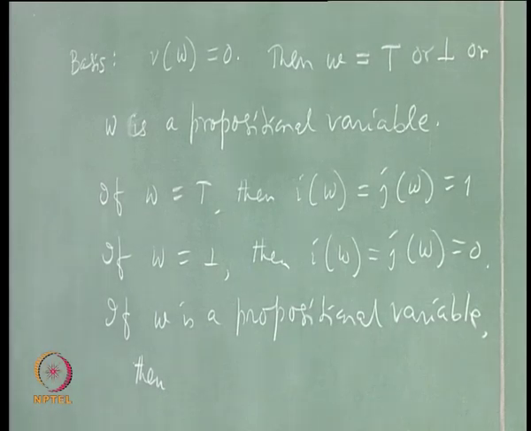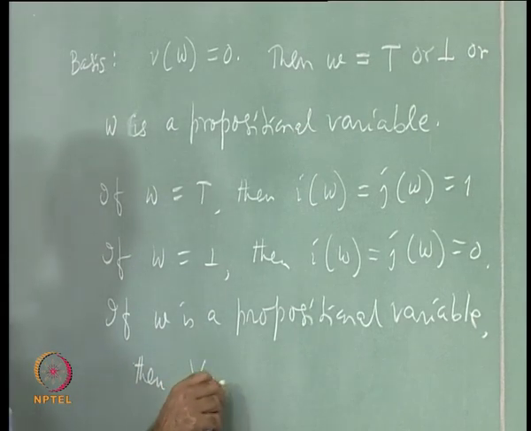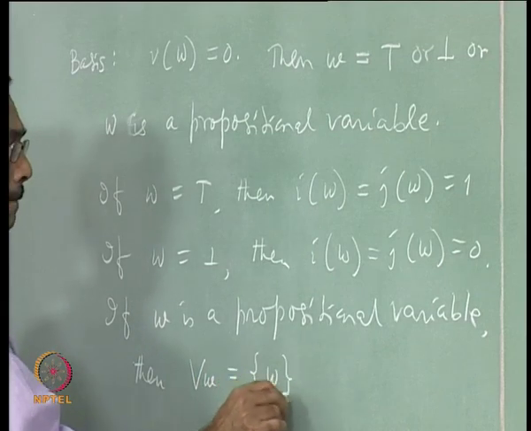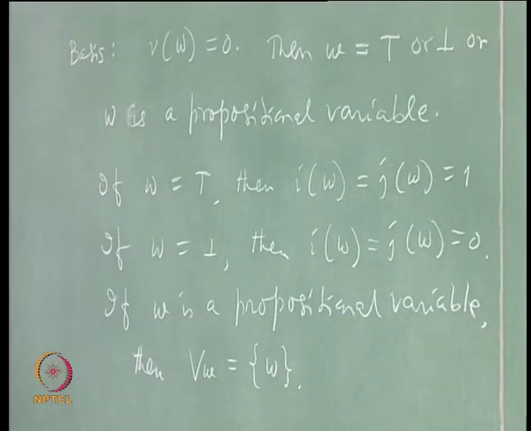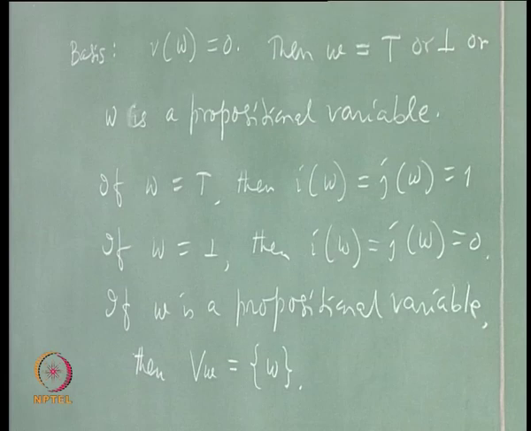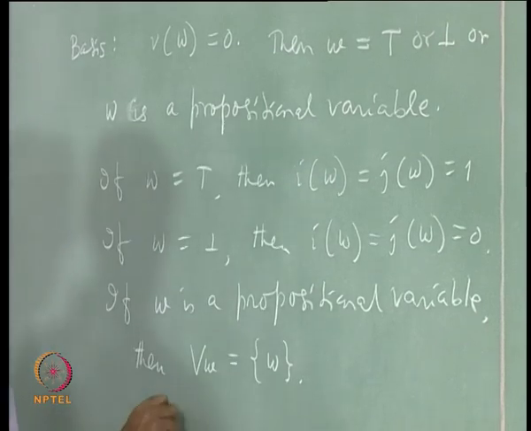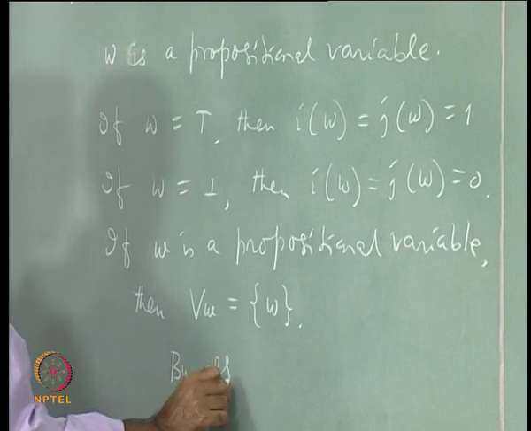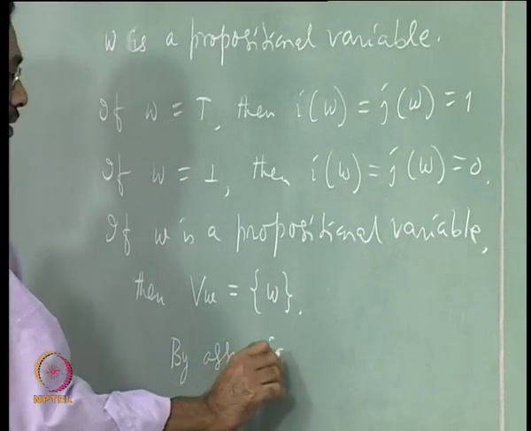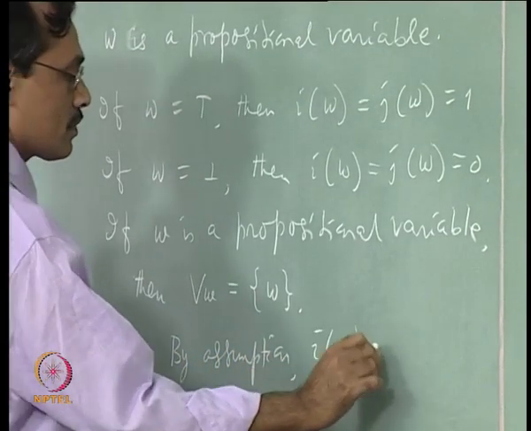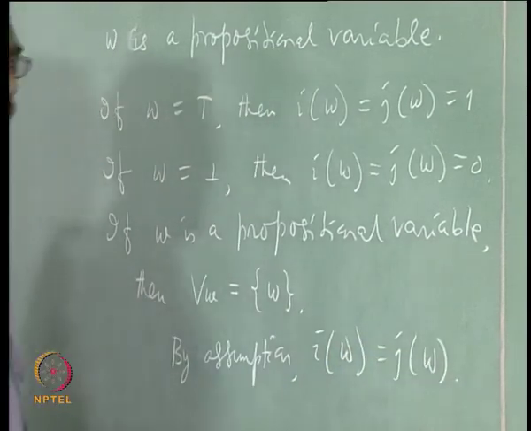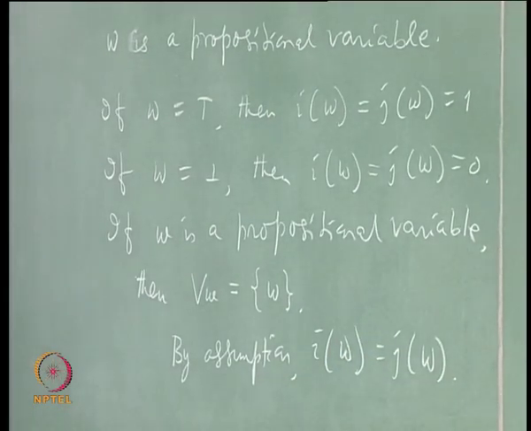Then VW has only one member, which is W, right. So, VW is equal to W itself, and by the assumption of the statement, I and j both agree on VW. In VW there is only one member, on that they agree. So, I of W must be equal to j of W. So, this clears the basis step.